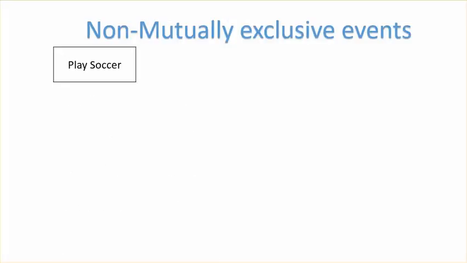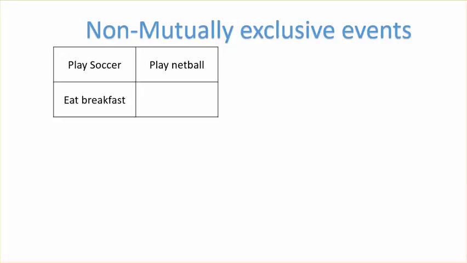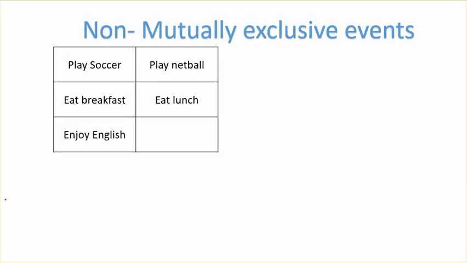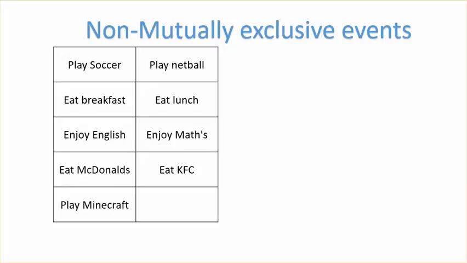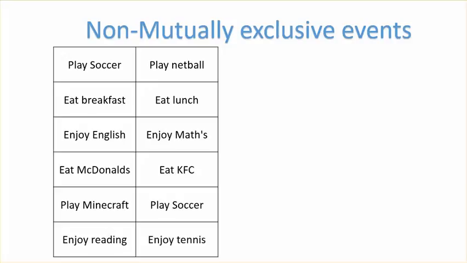So let's have a look at some non-mutually exclusive events. You can play soccer and you can play netball. You can't play them at the same time, but you can do both. You can eat breakfast and you can eat lunch. You can enjoy English and you can enjoy maths. You can eat McDonald's and you can eat KFC. These are all non-mutually exclusive events. You can play Minecraft and you can play soccer. You can enjoy reading and you can enjoy tennis.